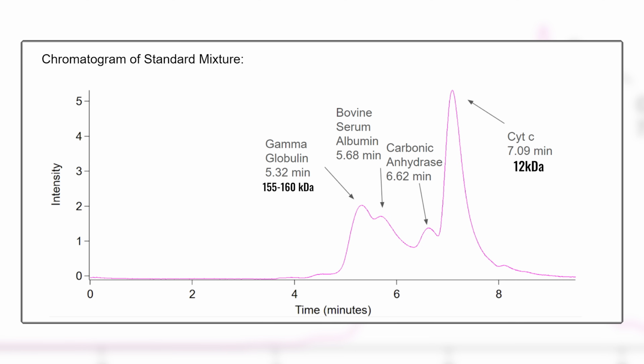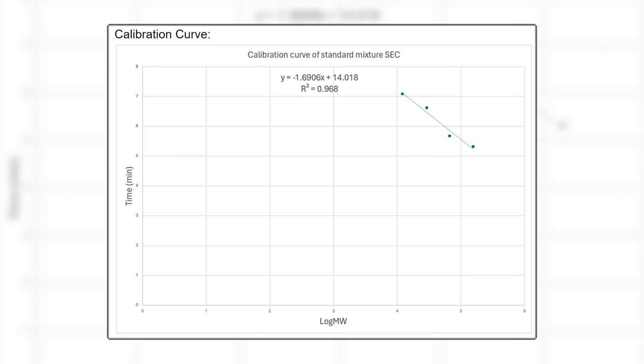Now, size exclusion can determine molecular weight, however, it's not absolute. It's more of an estimation rather than an absolute value. You actually have to make a calibration curve, and then you can use that to estimate an unknown molecular weight. There is a calibration curve made for the standard mixture.